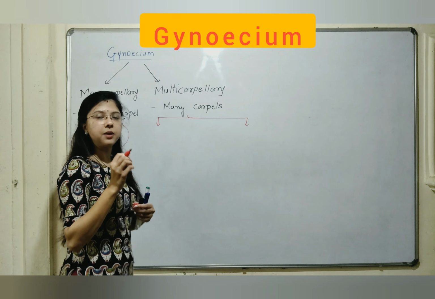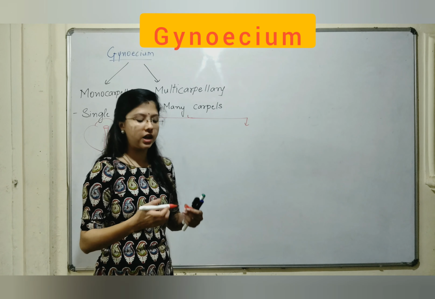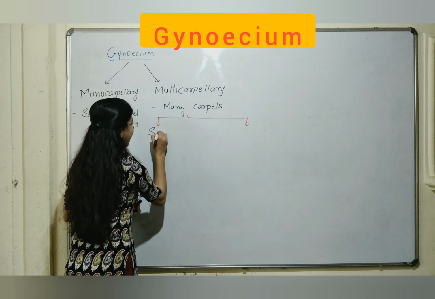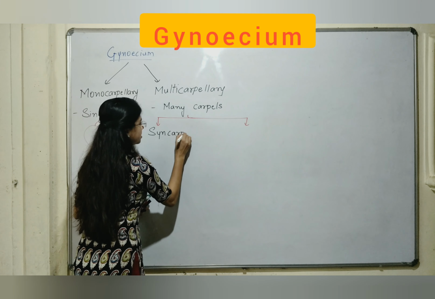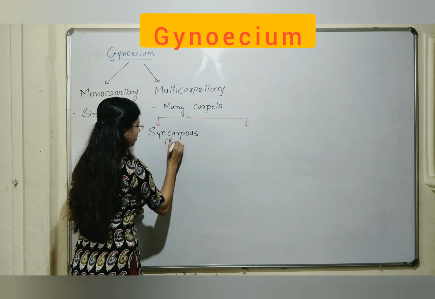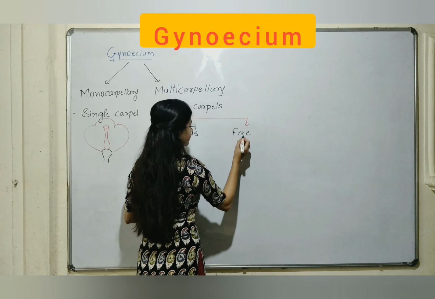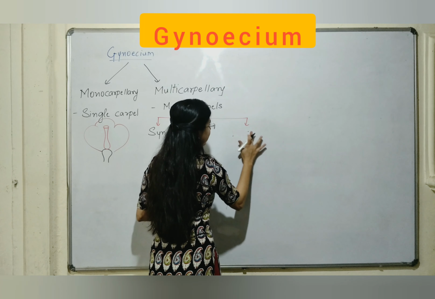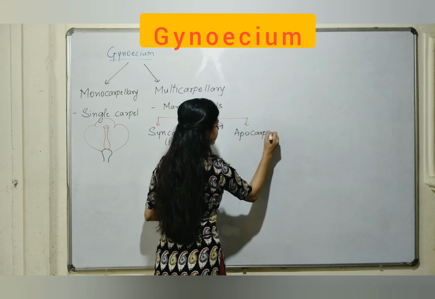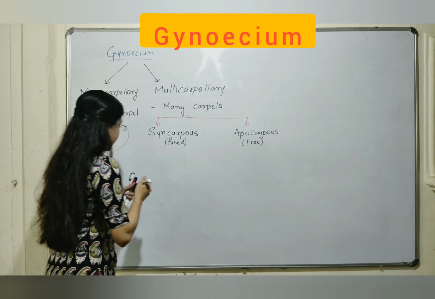All the carpels that are present in a multicarpellary gynoecium can either be fused or they can be free. If they are fused together, then they are called syncarpous. And if all are free, then the term used is apocarpous. Right? Syncarpous.